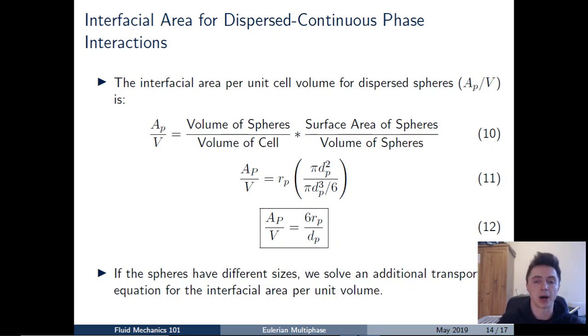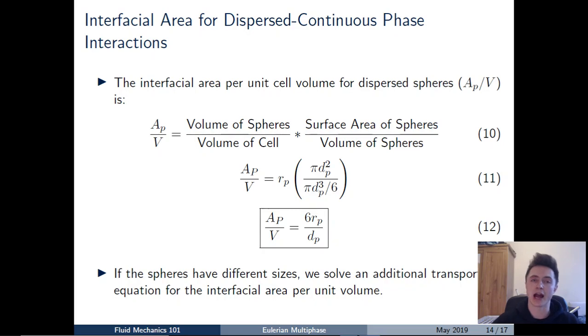That's going to be pi d squared for the surface area of a sphere divided by pi d cubed over 6. And then if we simplify equation 11, we reach this expression in equation 12, which is the interfacial area per unit volume, or sometimes called the interfacial area density for a dispersed continuous phase interaction. And you may see that written down in your CFD manual, and this is where it comes from.